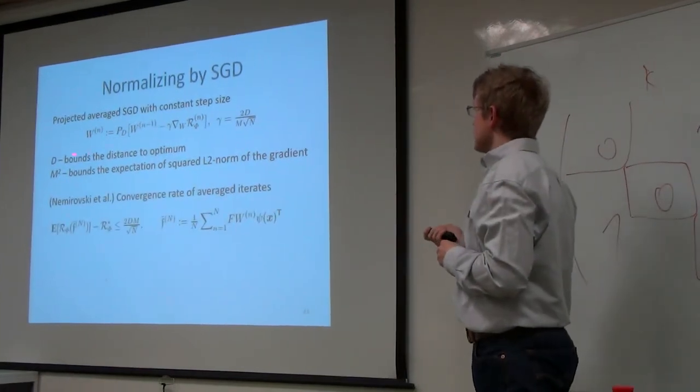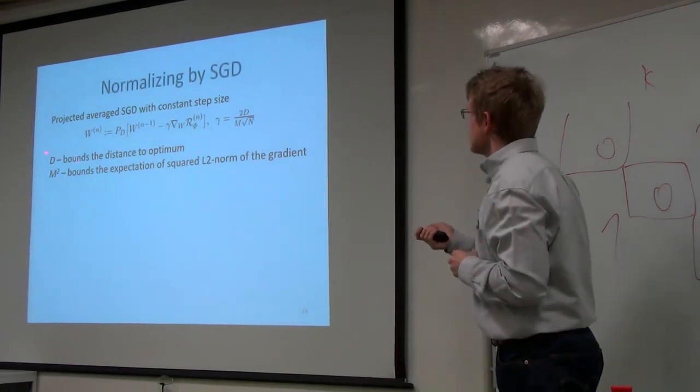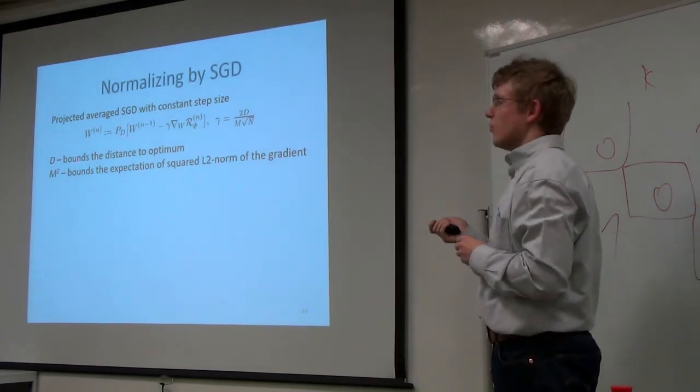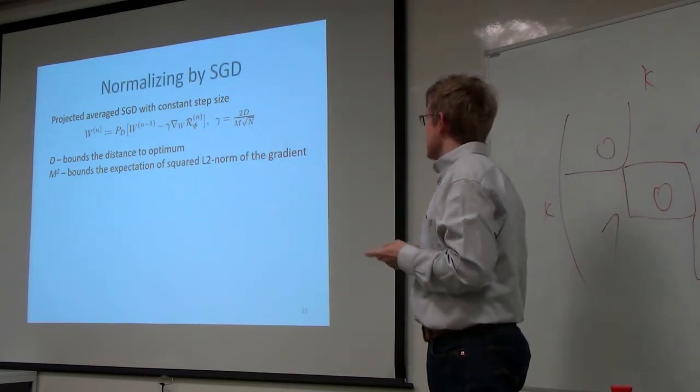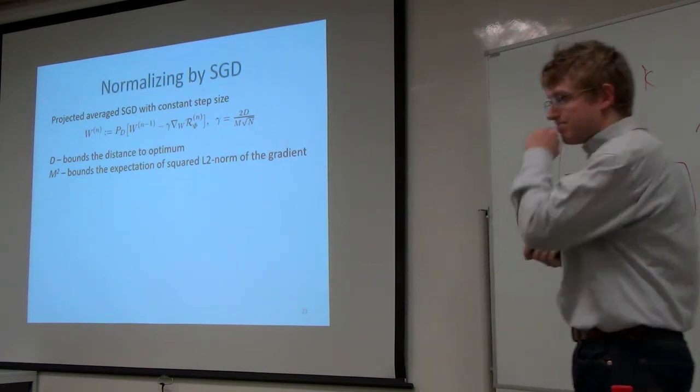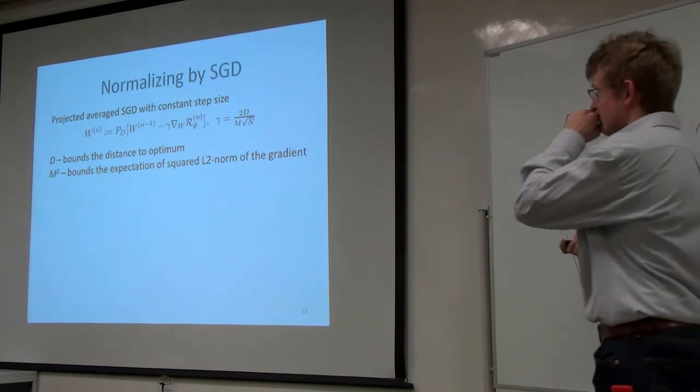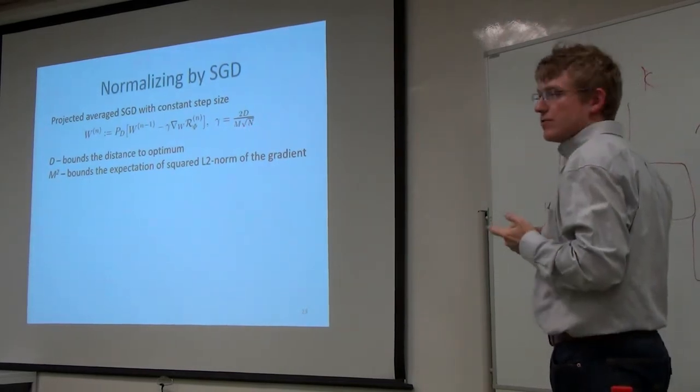So basically, what are the constants? One constant bounds the distance to the optimum, so that's the ball on which we are projecting, and then there is the constant that bounds the expectation of the squared norm of the gradient. And n is what? Big N is the number of steps.